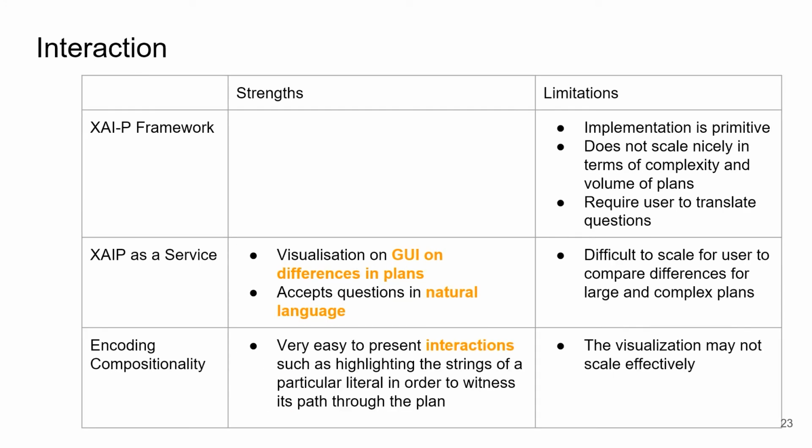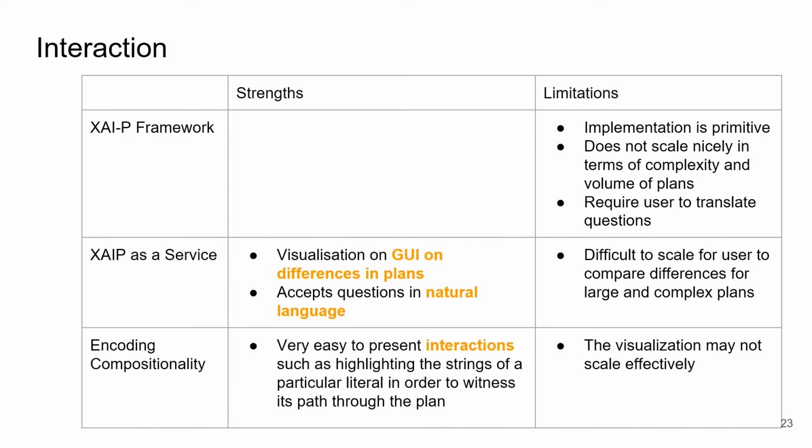Our third and final evaluation metric is on interaction. The implementation in the XAIP framework is primitive and does not consider the scale of plans in terms of complexity and volume. There are also other issues like, for example, requiring the user to translate their questions into selecting the correct generate plan implementation to use.